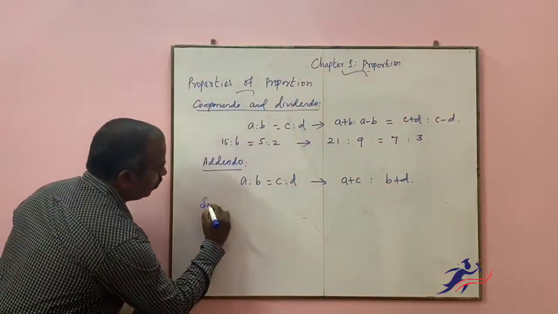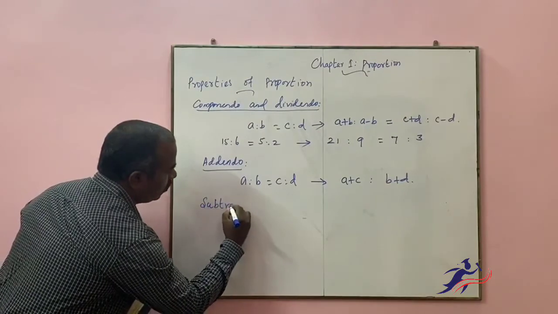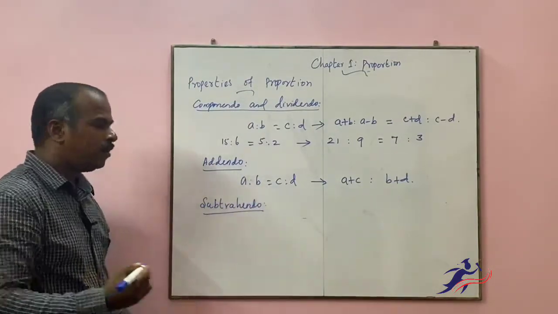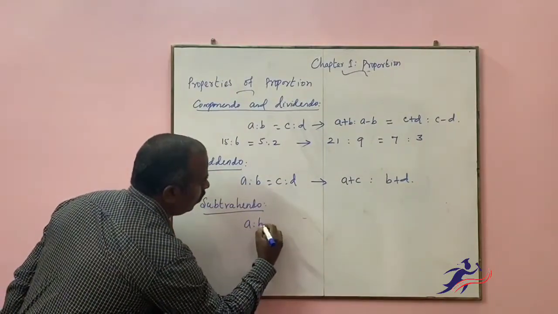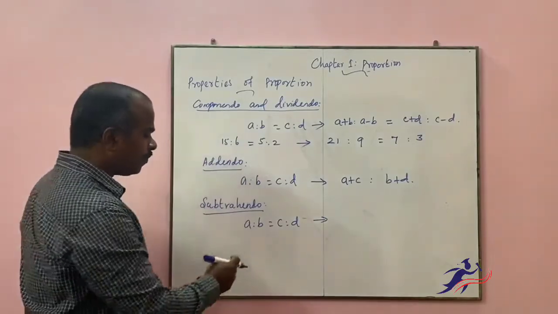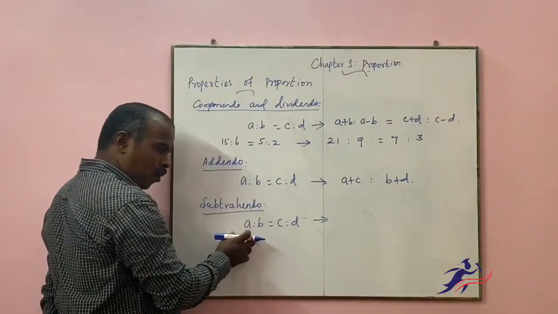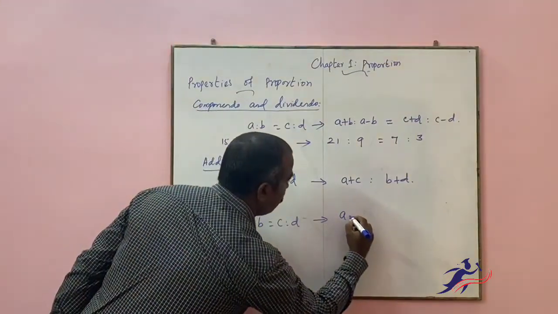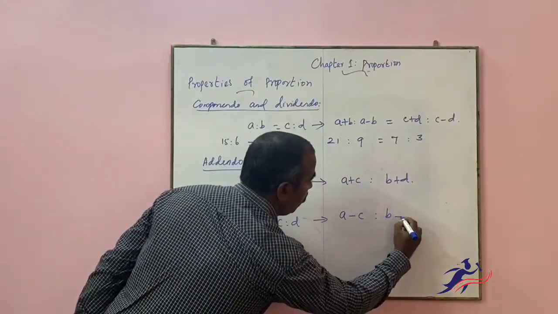Moreover, the last one is subtrahendo. If A is to B is equal to C is to D, then the subtrahendo property is A minus C is to B minus D.